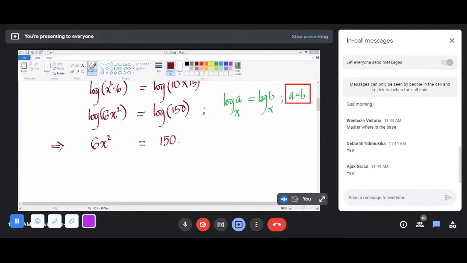Answering Victoria: putting down a logarithm without a base means that the base is 10. Don't forget that. It means the base is 10. Okay?